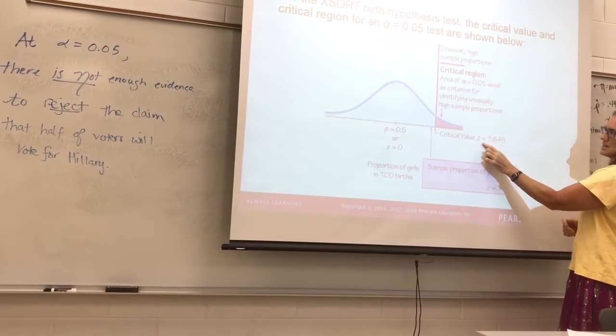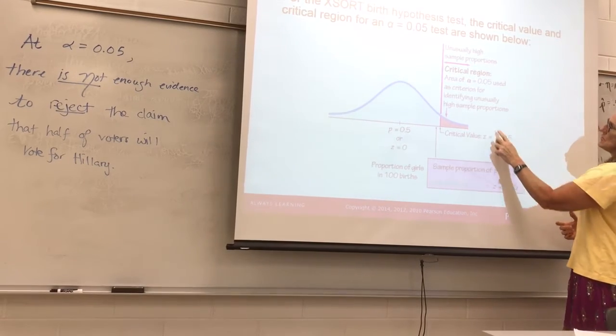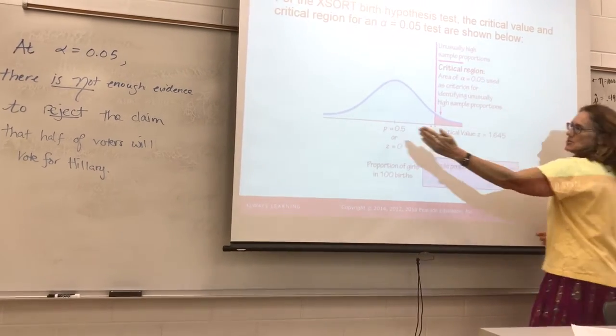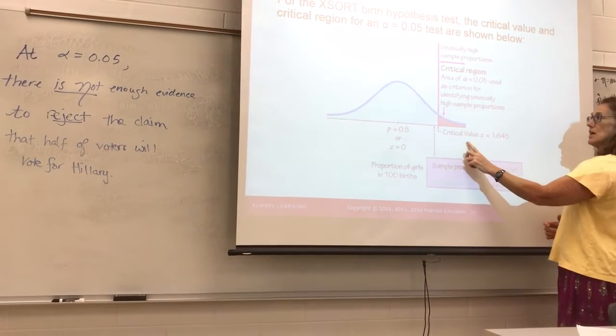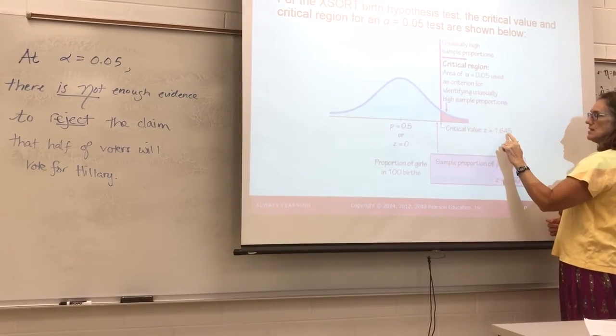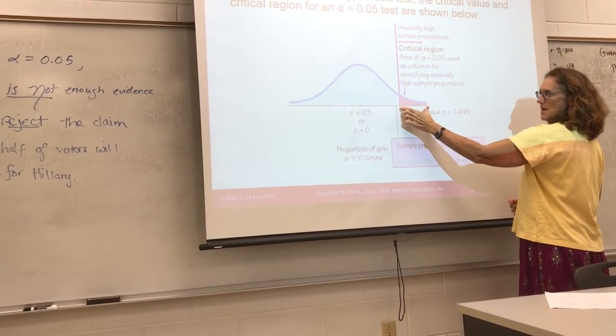The z-score that cuts off alpha, you find that with inverse norm. So if you took inverse norm of 0.05, you would get the one down here, a negative 1.645. So the cutoff for 0.05 to the right is 1.645. Just take the positive, in other words, for a right-tailed test, yeah.